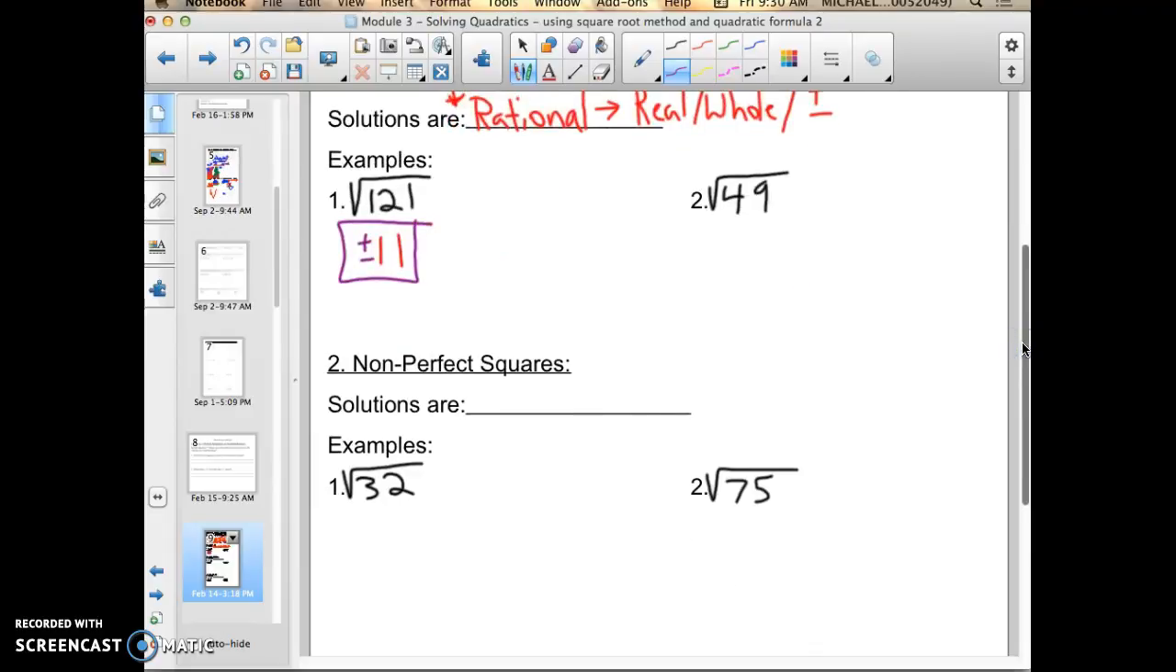And example 2 is the same thing. I would check on my calculator if I don't have the perfect squares memorized, but the square root of 49 simplifies to 7, but I need to put plus or minus 7 to finalize my answer.